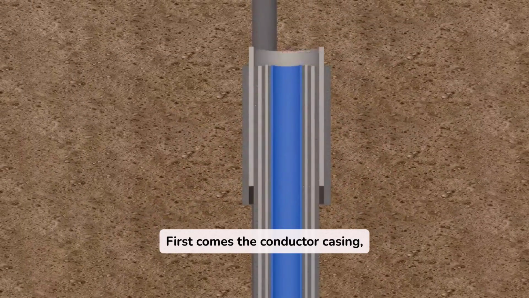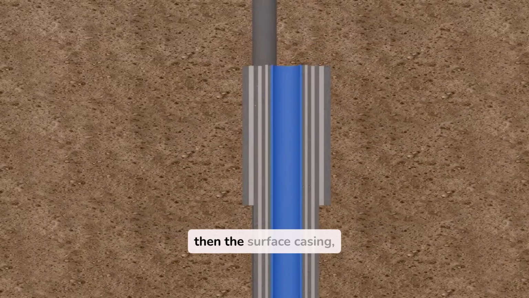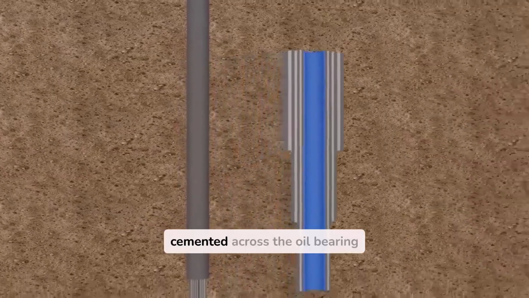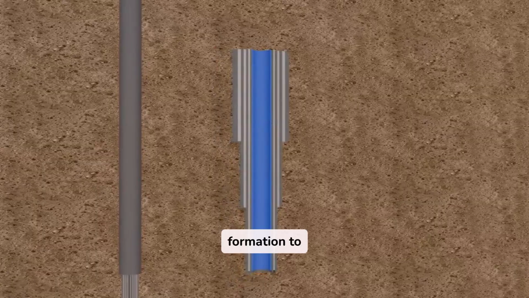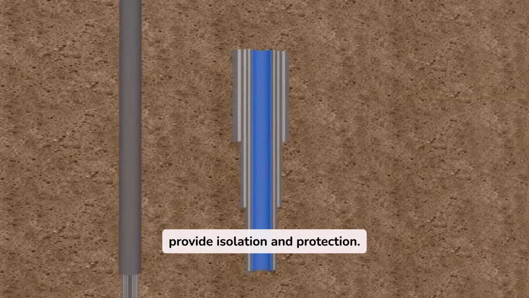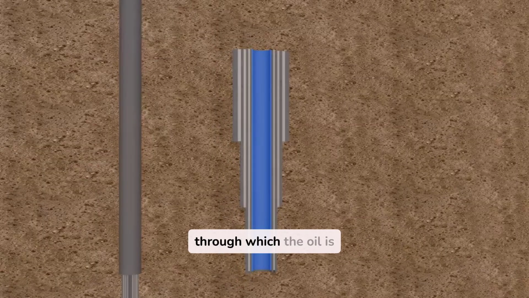First comes the conductor casing, followed by cement, then the surface casing, another cement layer, then the intermediate casing, more cement, and finally the production casing. The production casing is cemented across the oil-bearing formation to provide isolation and protection. It is the final casing through which the oil is actually extracted.